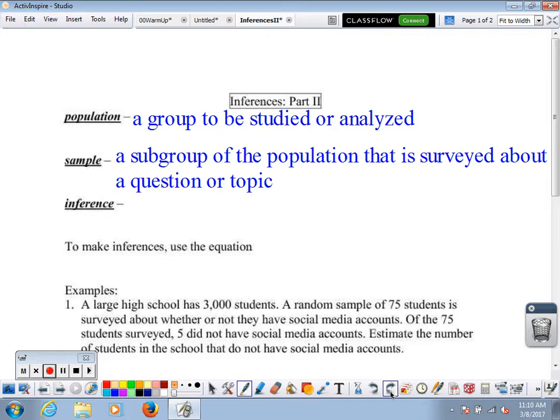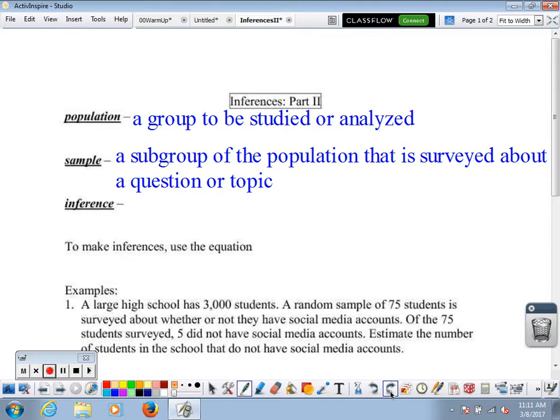Now, a sample is a subgroup of the population that is surveyed about a question or a topic. So these are the ones that you actually ask. You're not going to get every single student in the school. You're going to ask a small set. Now, hopefully we think that this sample is going to be a random sample. We'll talk about a random sample later on, what makes a sample random. But right now, let's assume that all the samples are random.